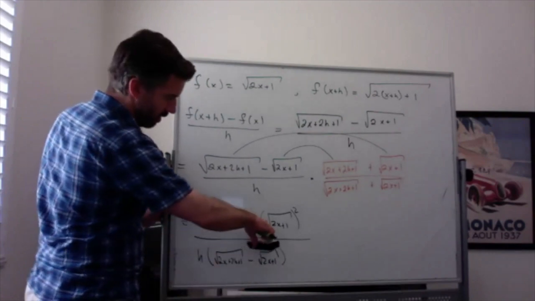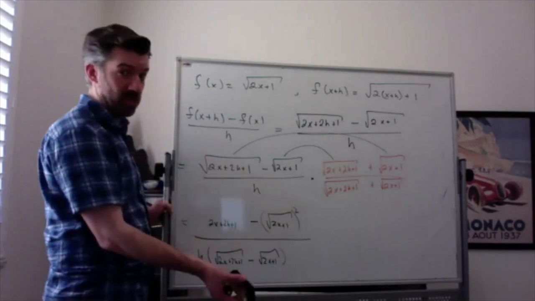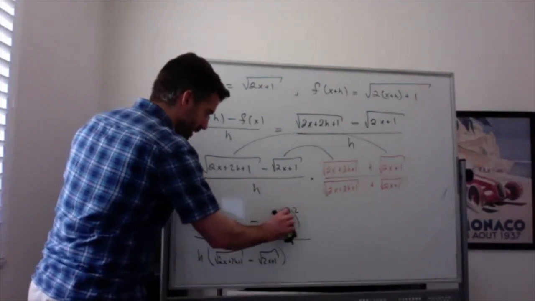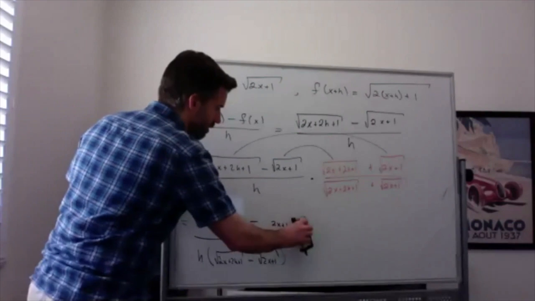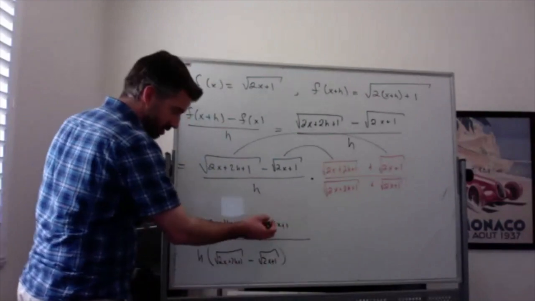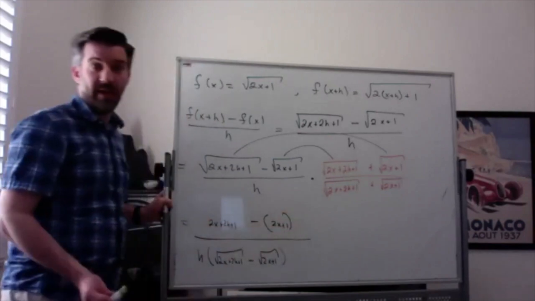And the square root of 2x plus 1 squared is just 2x plus 1. Now I have to be a little extra careful here because it's still minus all of 2x plus 1. So there still should be parentheses around that.